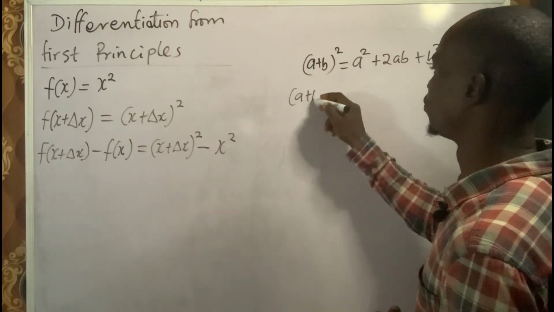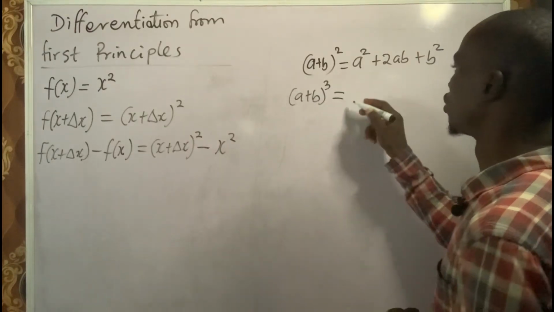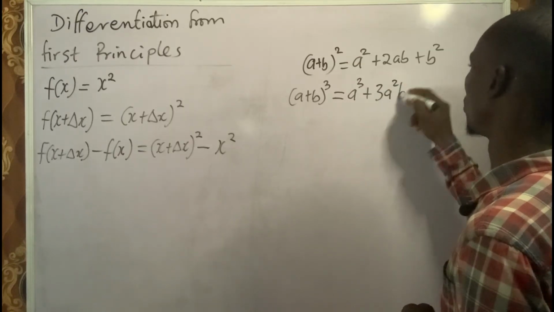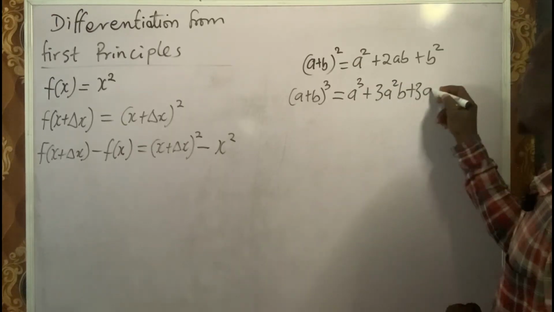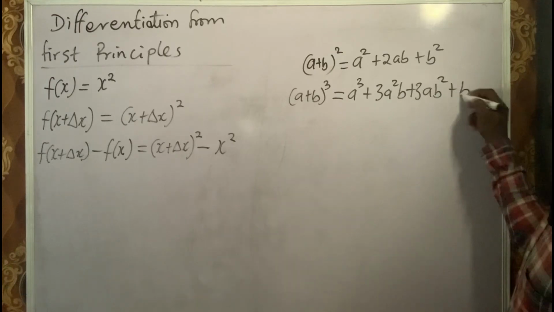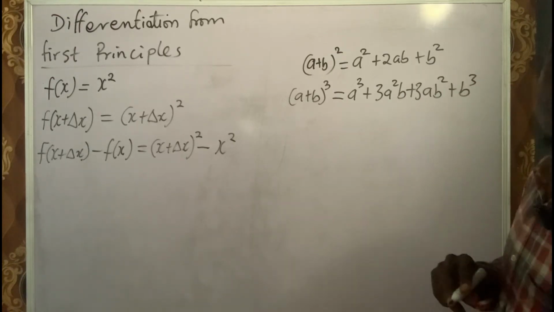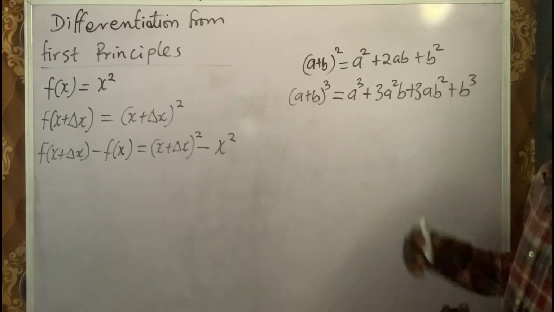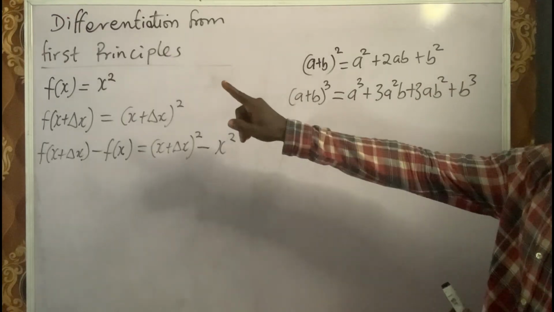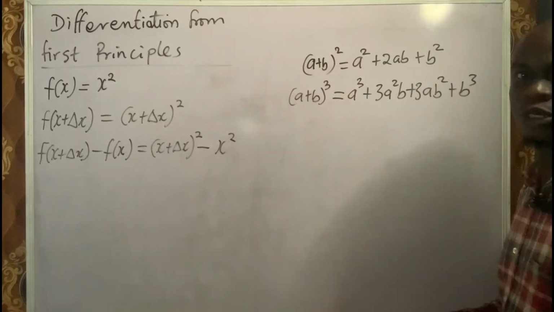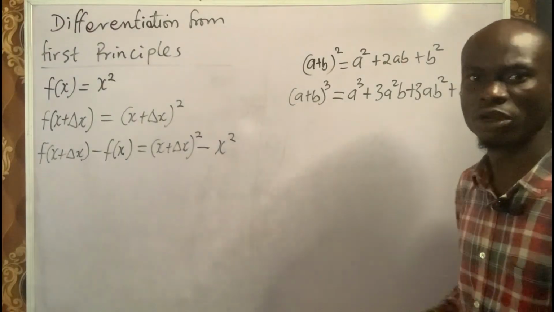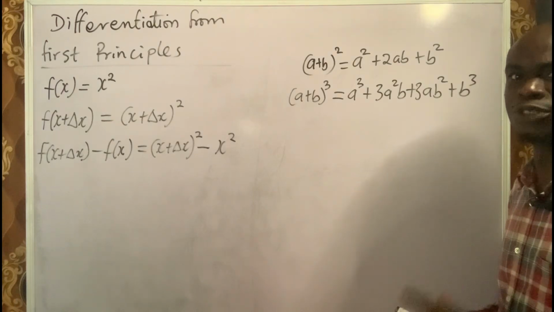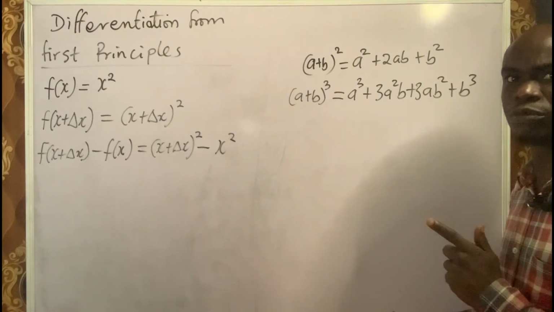Then (a + b)³ is equal to a³ + 3a²b + 3ab² + b³. Okay, so these expansions are necessary when you are dealing with anywhere you see squared or cubed. So knowing them will make your work easier. So take note of them and we'll be solving the case that involves cubed shortly.